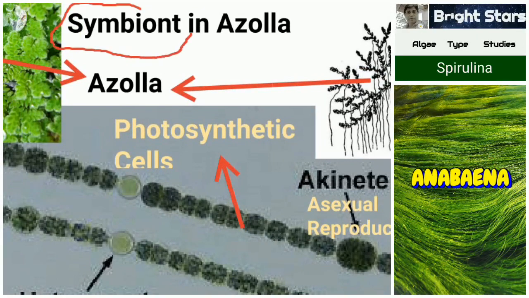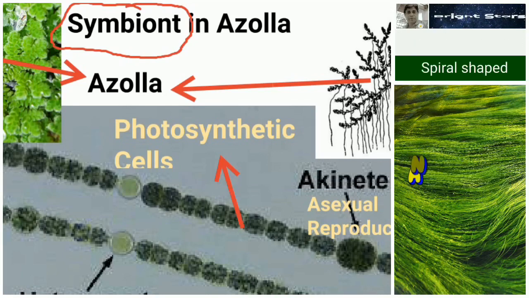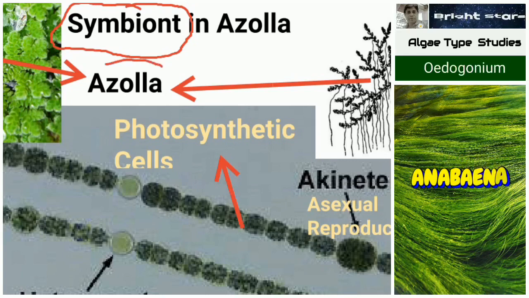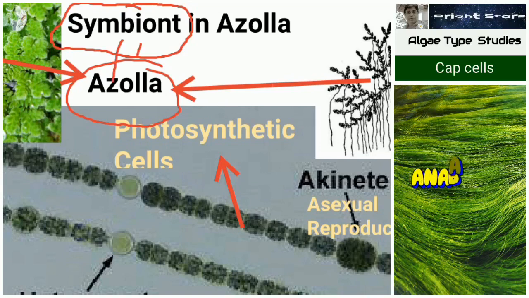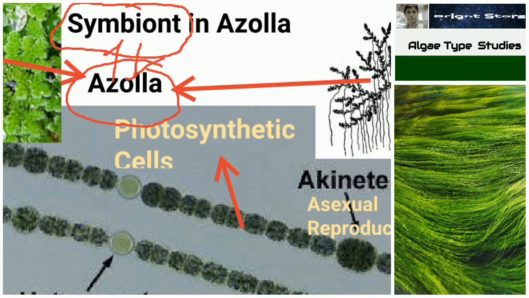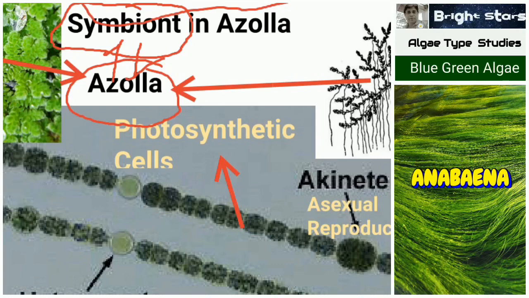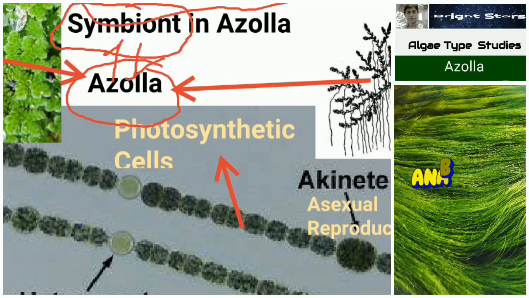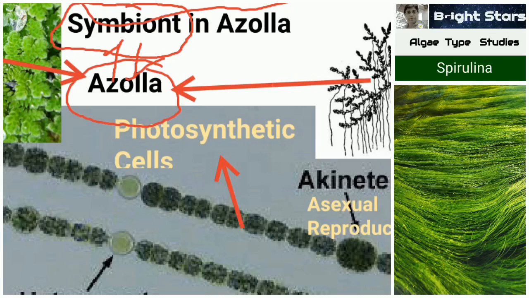Symbiont means mutual help or living together. So this Anabaena lives together with another plant, a pteridophyte called Azolla. So there is a mutual benefit between these 2 organisms, Anabaena and Azolla. These 2 organisms live together. That's why we call it symbiosis or mutualism.